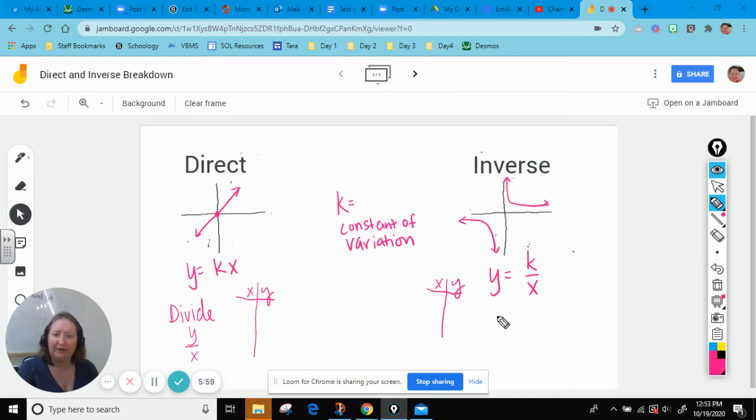Now over here, if I multiply x times y, and the x times the y, and the x times the y all give you the same number, that is the constant of variation. And if it's the same number over and over again when you multiply, it is an inverse relationship. So let's look at an example.